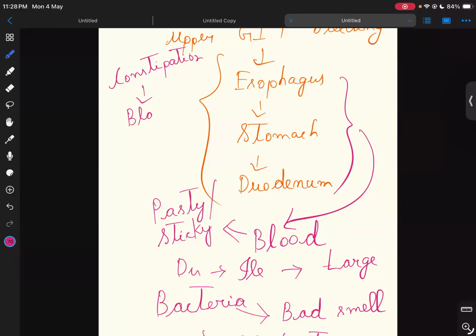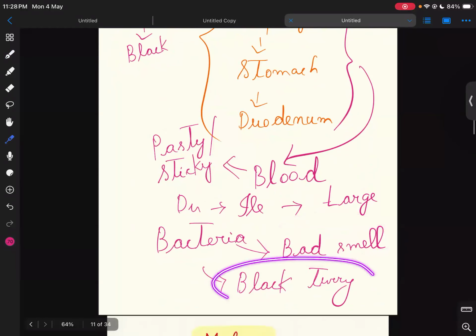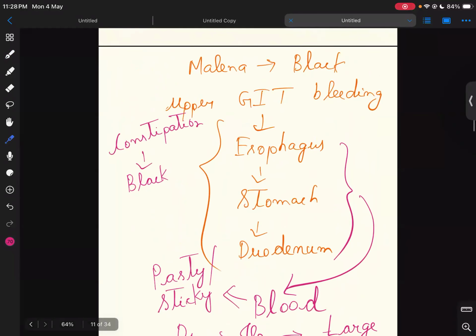So whenever anyone is complaining of black tarry stool, we have to ask about the consistency of the stool. If it is hard consistency, then surely it is constipation. But in order to tell it is melena, we have to confirm whether this is pasty or sticks to the pan, whether this is foul smelling, and whether it is also black tarry. So this is how we have to differentiate melena from constipation.